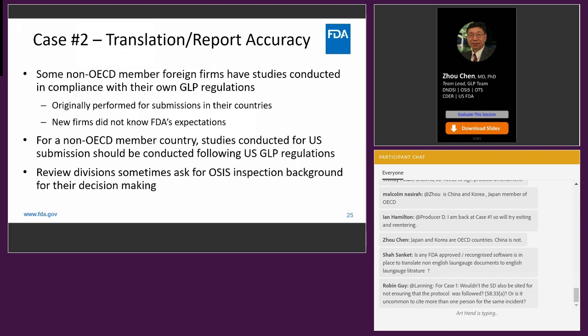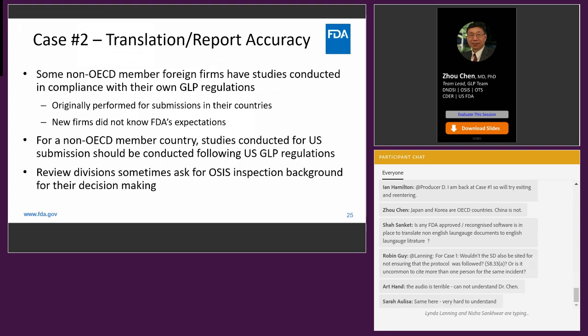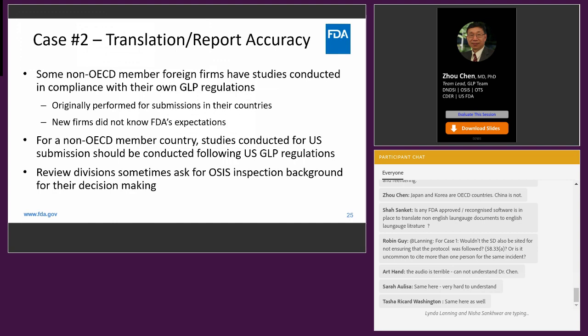Let's talk about following FDA GLP regulations in safety studies. Some foreign CROs in non-OECD countries conducted studies following their own country's regulations. There could be several reasons, like the study may be originally performed for their own country's submission. Some CROs in non-OECD countries do not know that studies for FDA submission should be performed in compliance with US FDA regulations. Also, there are some reports where the original version stated their country's regulations, and the English version stated Part 58 regulations. Studies performed in non-OECD countries should follow FDA Part 58 regulations.